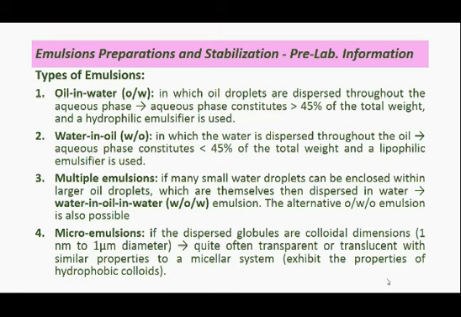Types of emulsions. If oils, petroleum hydrocarbons, and or waxes are the dispersed phase, and water or an aqueous solution is the continuous phase, oil droplets dispersed throughout the aqueous phase, the system is called an oil in water emulsion. An oil in water emulsion is generally formed if the aqueous phase constitutes more than 45% of the total weight and a hydrophilic emulsifier is used.